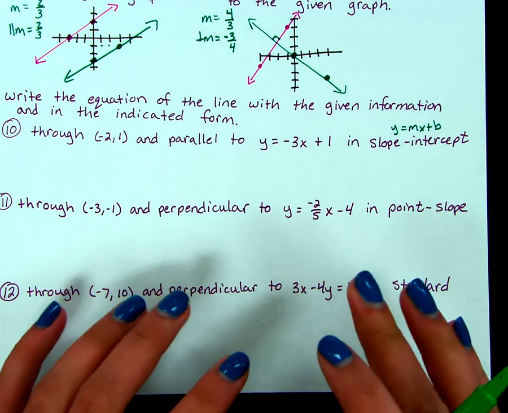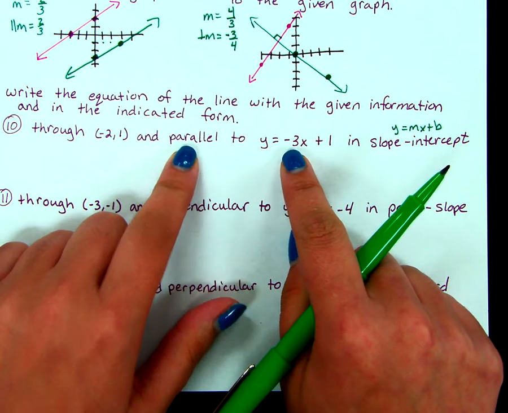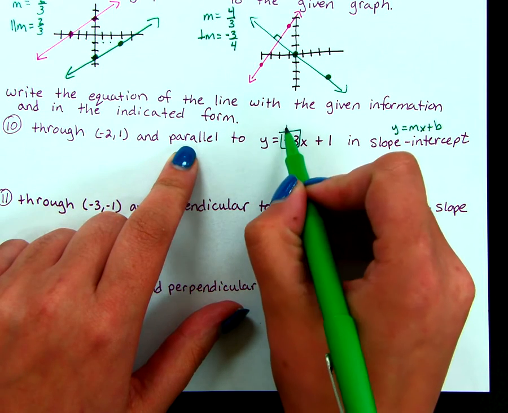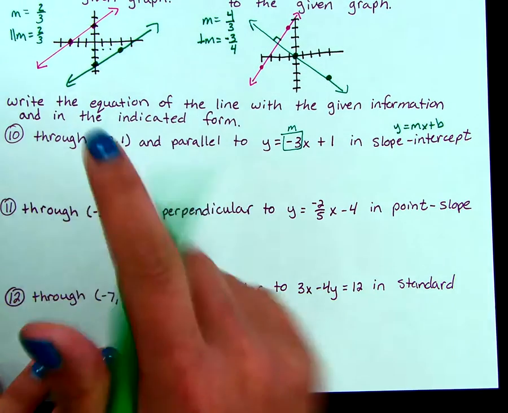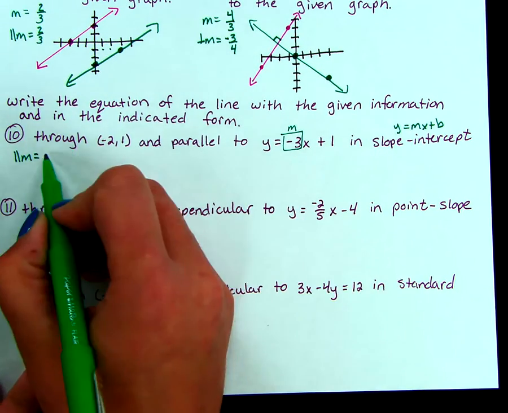Now, if we want it to be parallel, we first have to identify the slope in this equation. So this is our m, that's our slope. And since we want parallel, our parallel slope has to be exactly the same as this, so -3.